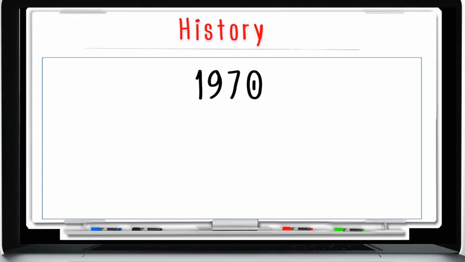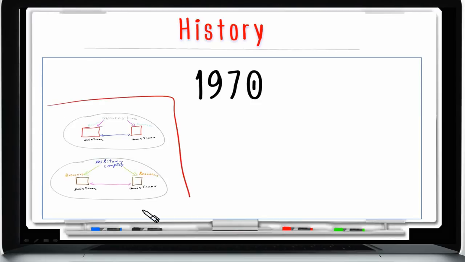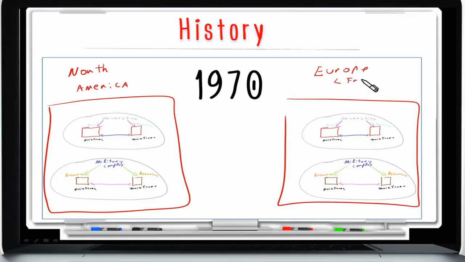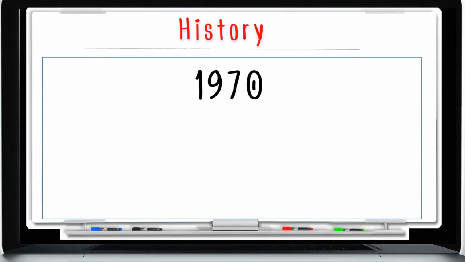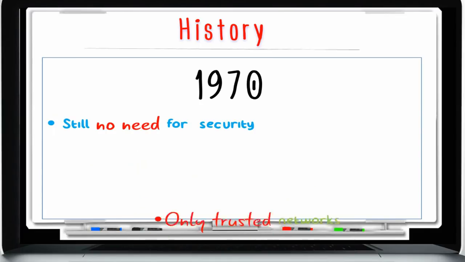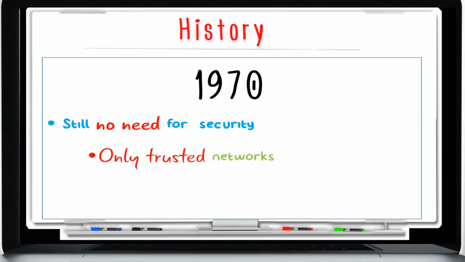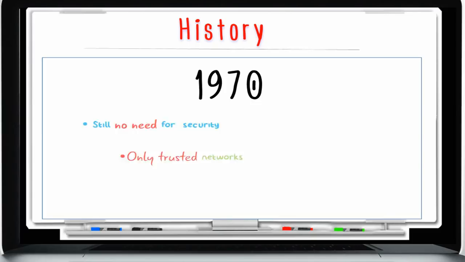And now we come into the 70s. And now things changed a little bit, but not very much. And now we have more individual separated networks, like universities and military complexes, and mostly in North America, but now also starting in Europe, particularly France and England. And still, there was pretty much no need for security, because these separated networks are isolated amongst different departments. And so these different departments pretty much trusted each other, and so there was still no real need for security.